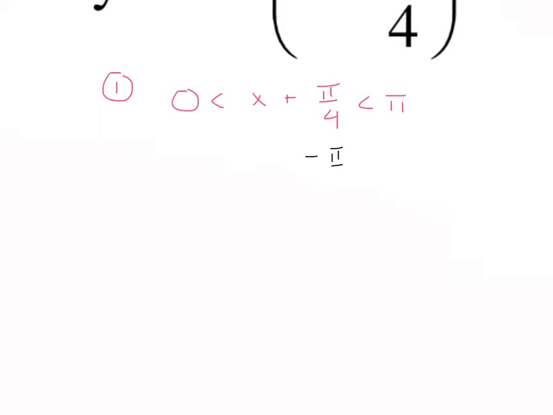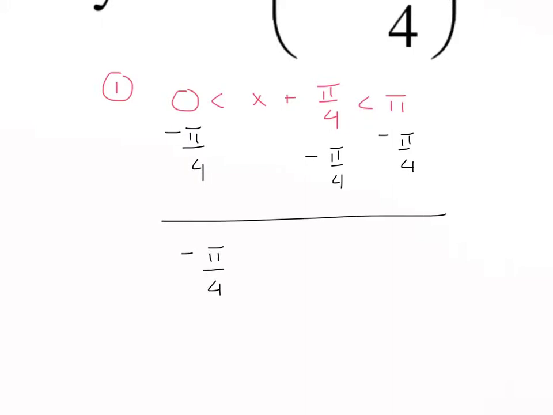Pi over 4. Good. So we're subtracting pi over 4, and my leftmost asymptote is going to be negative pi over 4. For my rightmost asymptote, if it helps, remember that the common denominator is 4, so 4 pi over 4 minus pi over 4 is going to give me 3 pi over 4.